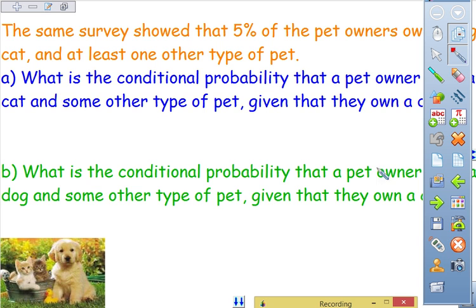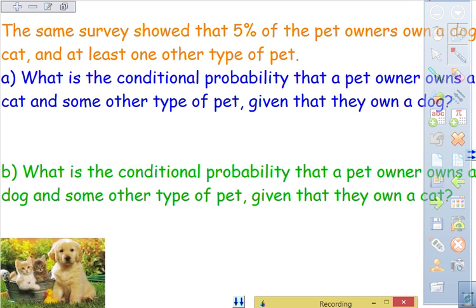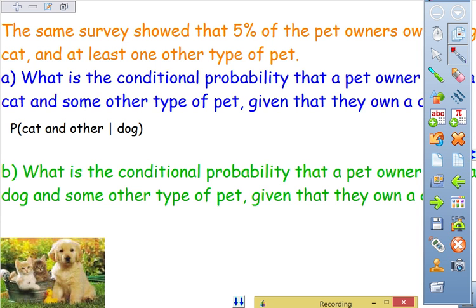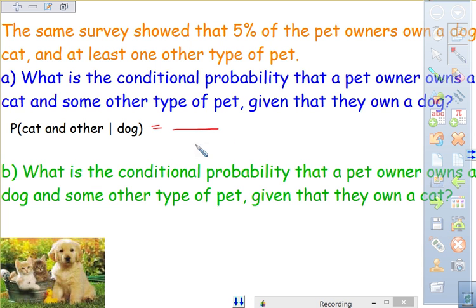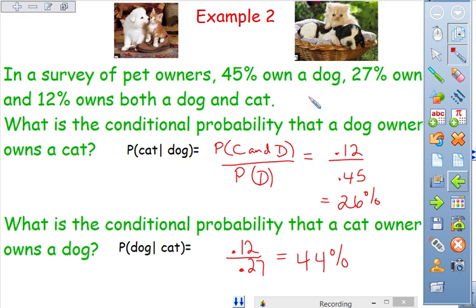The same survey showed that 5% of the pet owners own a dog, cat, and at least one other type of pet. What is the conditional probability that a pet owner owns a cat and some other type of pet given that they own a dog? Here's what we'd be looking at. What is the probability that they own a cat and some other type of pet given that they own a dog? So out of all the dog owners, then we go to the previous slide, the dog owners is 45%.